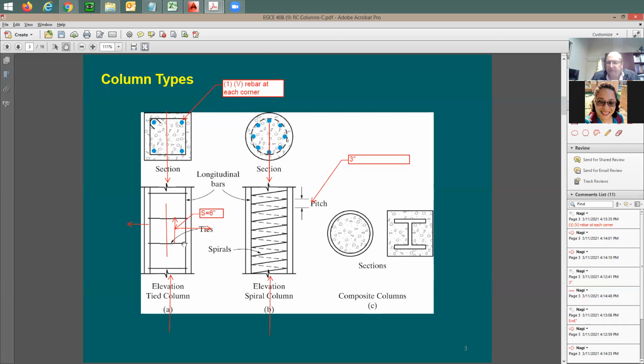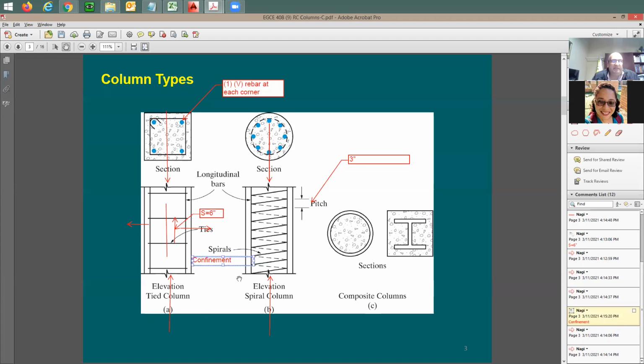So now at least we understand the reason that we have ties. These ties are going to develop what we call confinement. So I'm going to say the reason that we have ties is because of the confinement. These ties would provide confinement to the concrete.